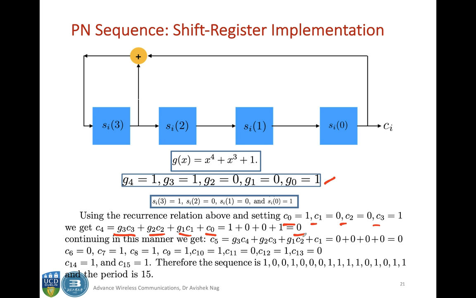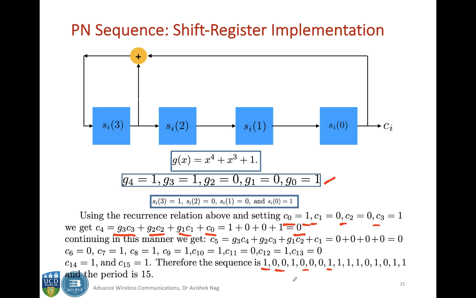Continuing in this manner, we get C5 equal to 0, C6 equal to 0, C7 equal to 1, C8 equal to 1, C9 equal to 1, C10 equal to 1, C11 equal to 0, C12 equal to 1, C13 equal to 0, C14 equal to 1, and C15 equal to 1. And then you can write the sequence like this. So starting from C0 you can write, and then if you keep continuing like this, you will find that this sequence repeats after C15. Okay, so therefore the period is 15 here.